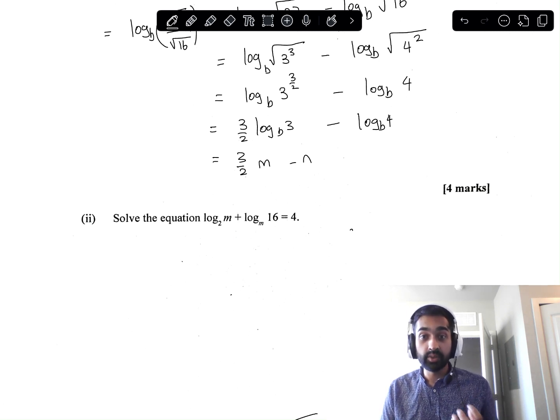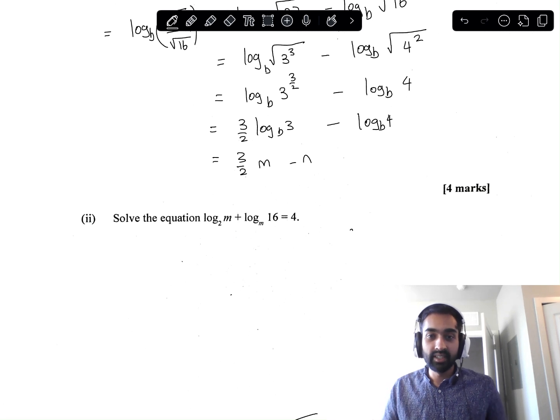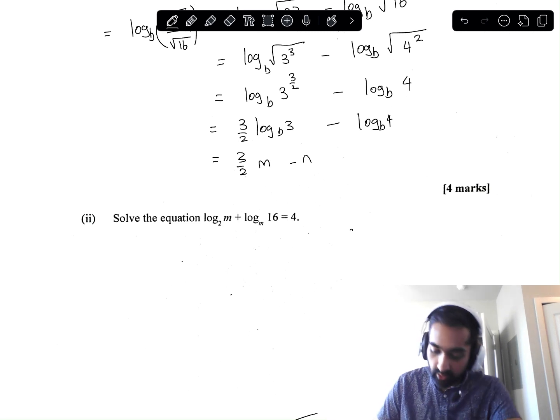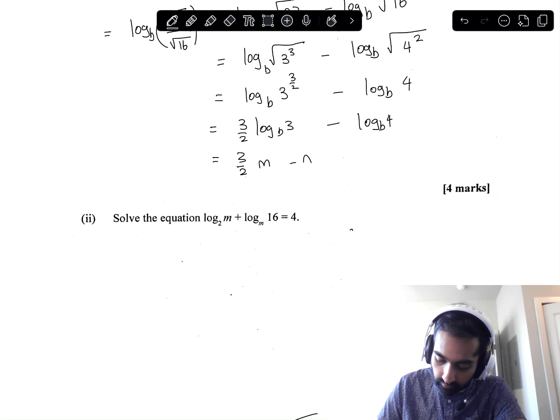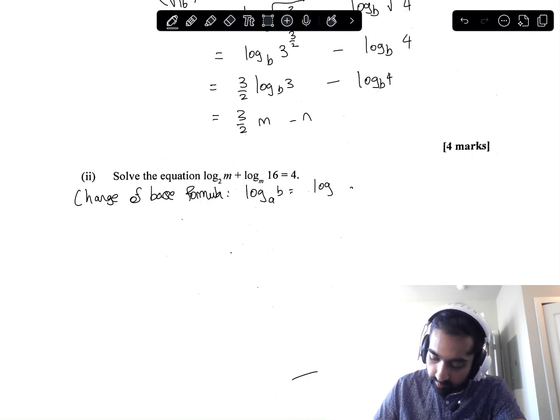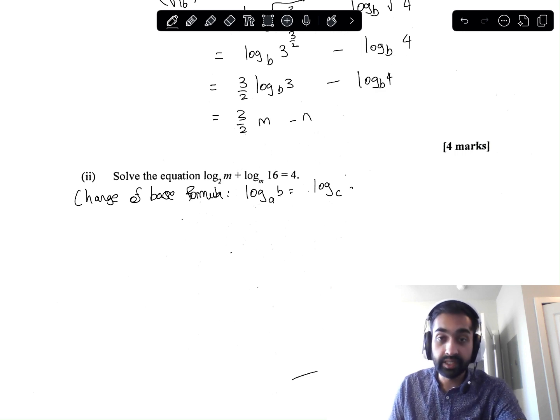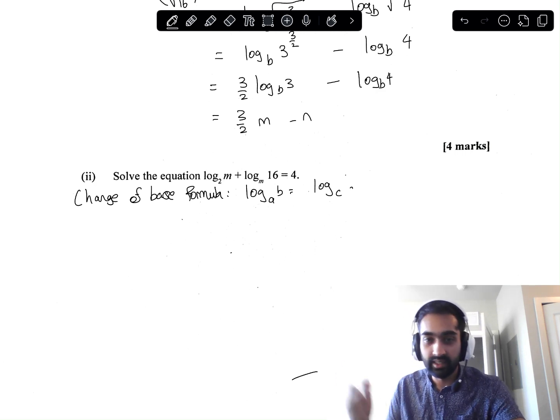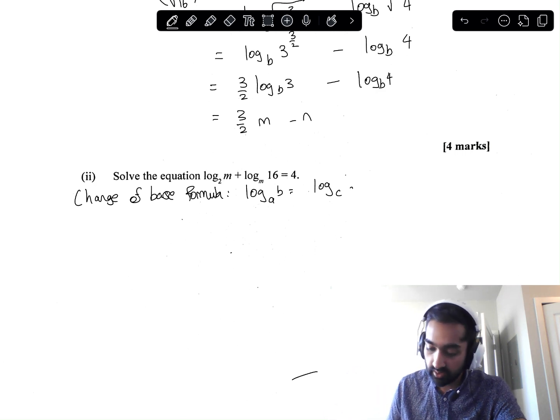So the first thing I always recommend is to make sure that the bases are the same when you're solving a log equation. How do we do that? Well, there's a really important formula that you need to know called the change of base formula. I'll write it out quickly. Log base a of b is equal to log base c of b over log base c of a. So the previous base goes to the denominator, and whatever you're taking the log of becomes the numerator.